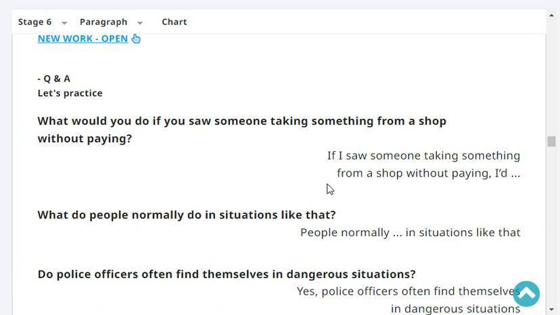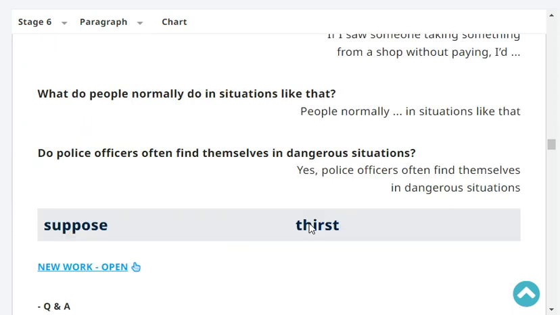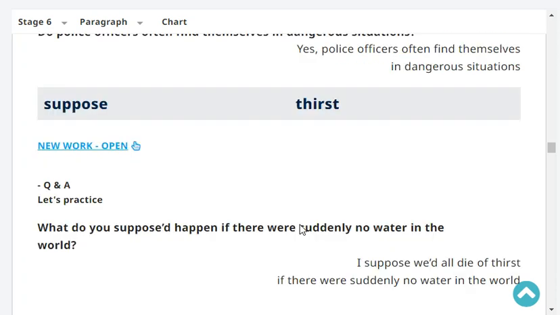What do people normally do in situations like that? People normally do nothing in situations like that. Do police officers often find themselves in dangerous situations? Yes, police officers often find themselves in dangerous situations. Very good.